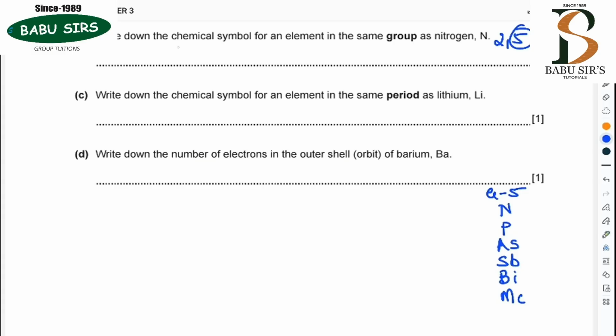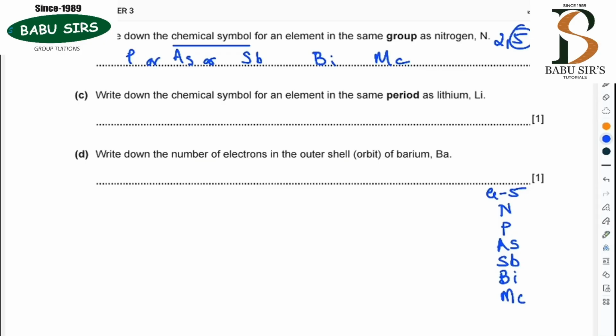So here they have just asked us to write the chemical symbols. So you can write all the symbols if you want. You can write P, you can write As, or you can write everything or whatever they have asked. Or Sb is there, Bi is there, and Mc is there. So you can write everything which is there in group 5.